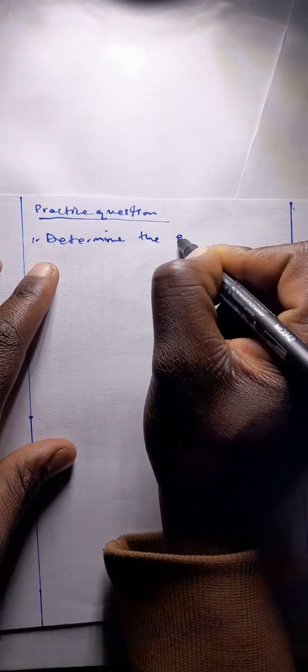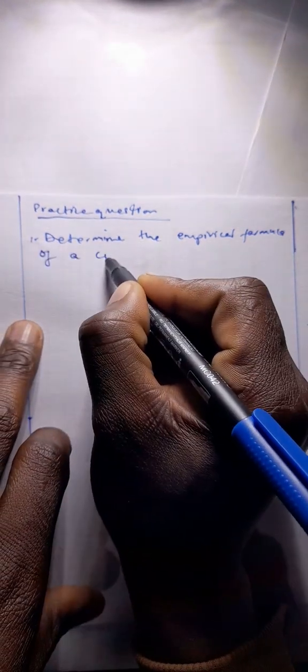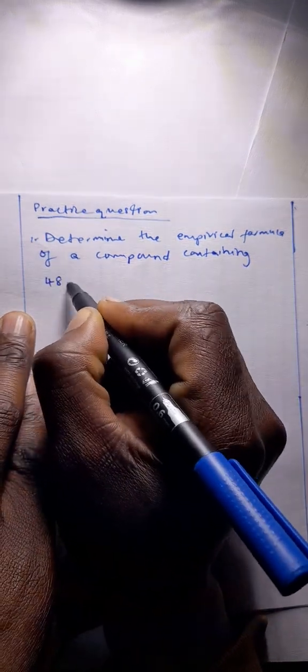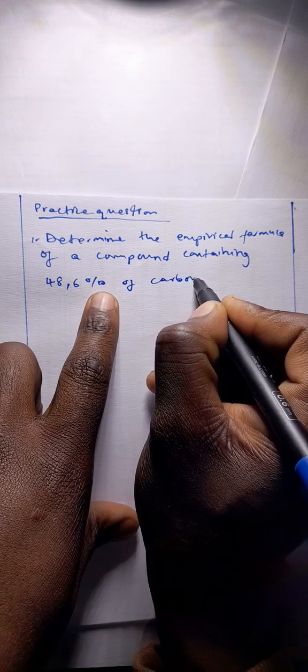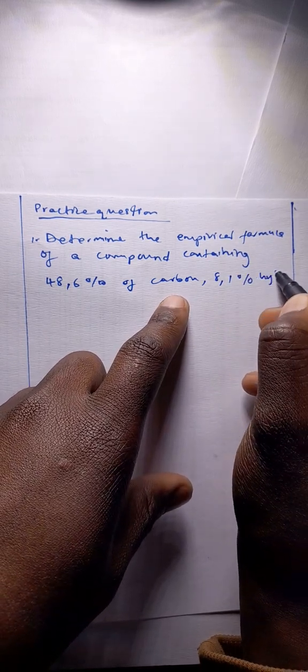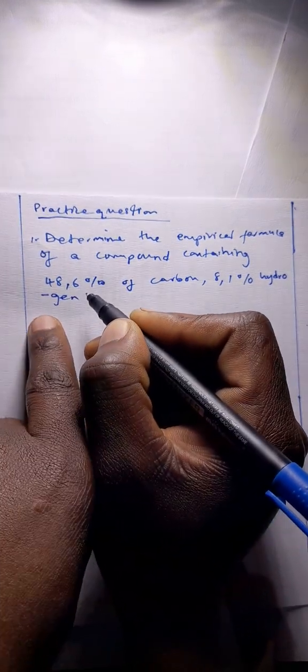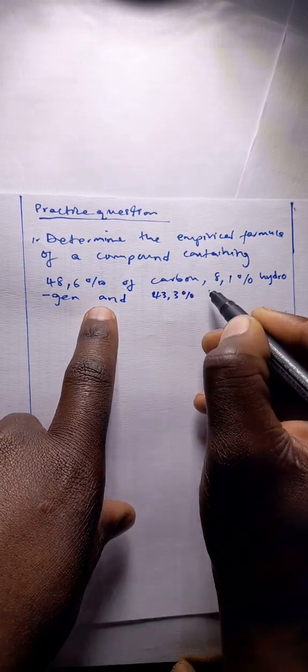Practice question. Okay, so it says determine the empirical formula of a compound containing 48.6% of carbon, 8.1% of hydrogen, and 43.3% of oxygen.